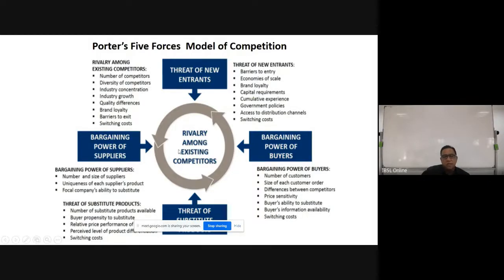If we apply this to the banking industry, then bargaining power of buyers. People who borrow from us are the buyers. They borrow funds from us, so they become our buyers. You know, the five forces model is a generic model applicable to any industry, but if we apply it to the banking industry, we can learn a lot with regard to these five forces relating to banking.